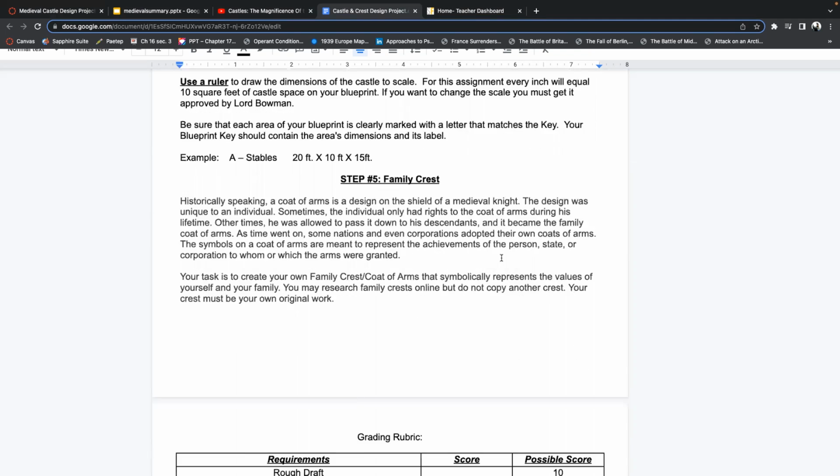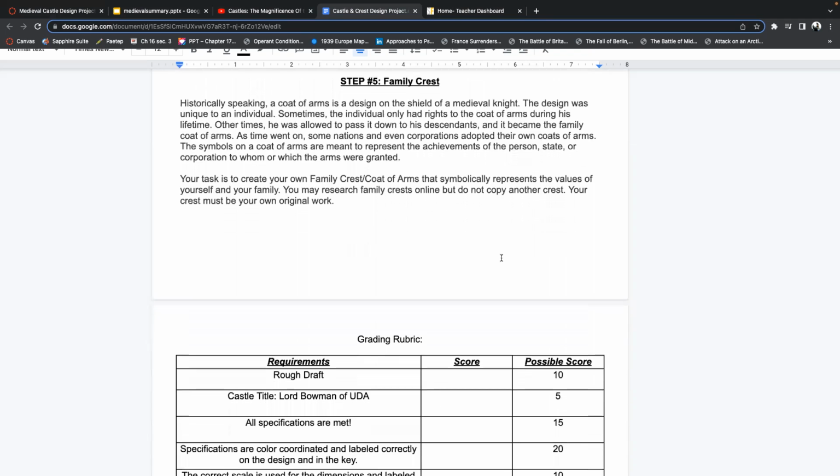All right. Then finally, the family crest. So, who would like to read that paragraph for me of the family crest? Someone. Chris is saying that you have to read it anyway. Go ahead, Jordan.